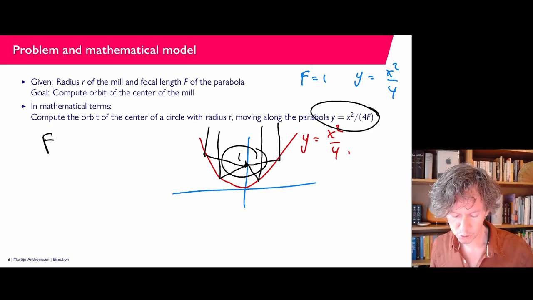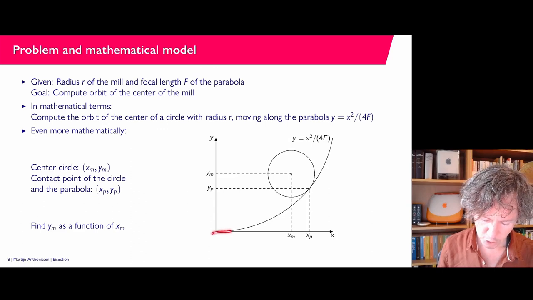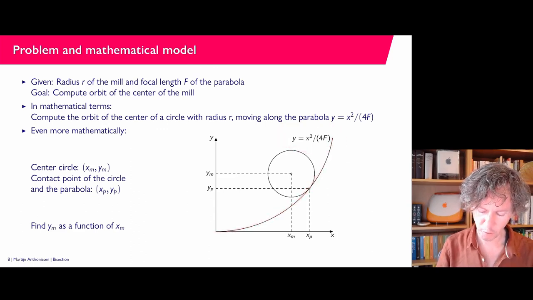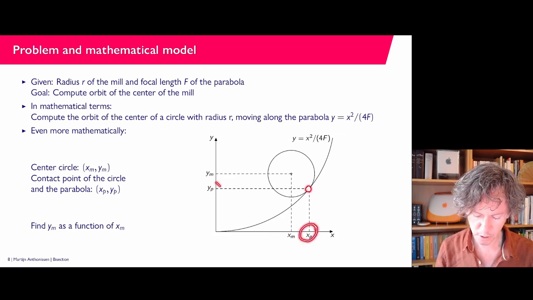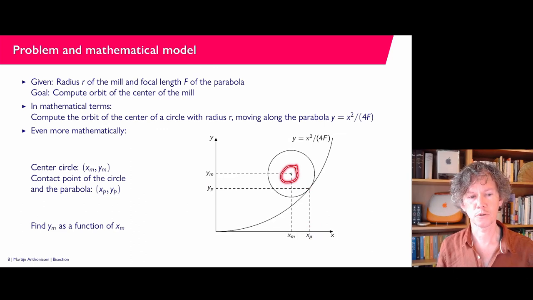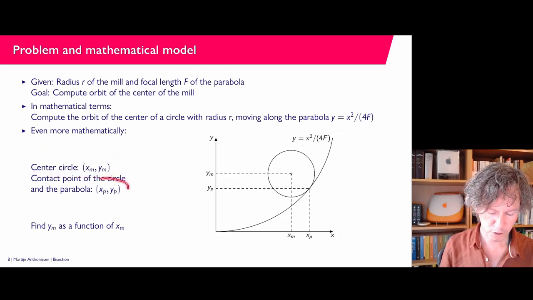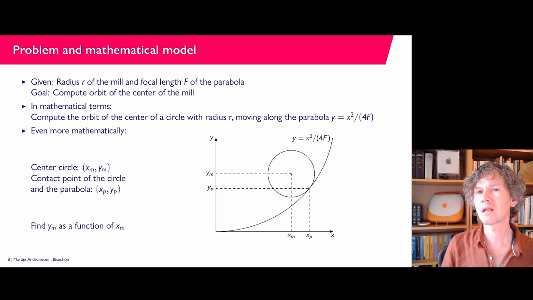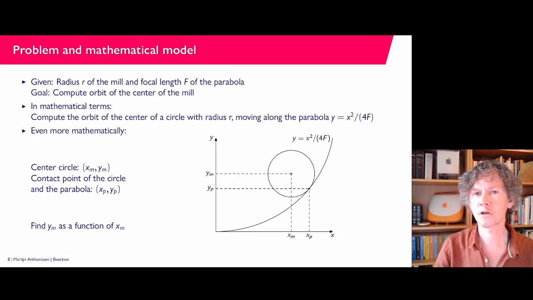So that's what it says here. Let's try to write this down once more as a mathematical model. Here's a little picture. We want to cut out this parabola here: y is x squared over 4f. And then we have a point where the circle touches the parabola, with coordinates xp, yp. What we would like to know is the position of this center point here. So we have a circle with midpoint xm, ym, and a contact point with coordinates xp, yp. And what I would really like is a formula that gives ym as a function of xm, because those are the coordinates that I have to feed into my milling device. I have to build a list using this.